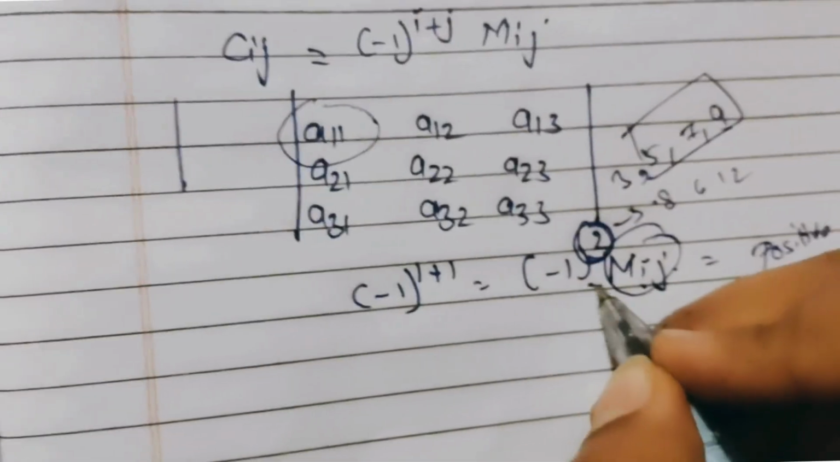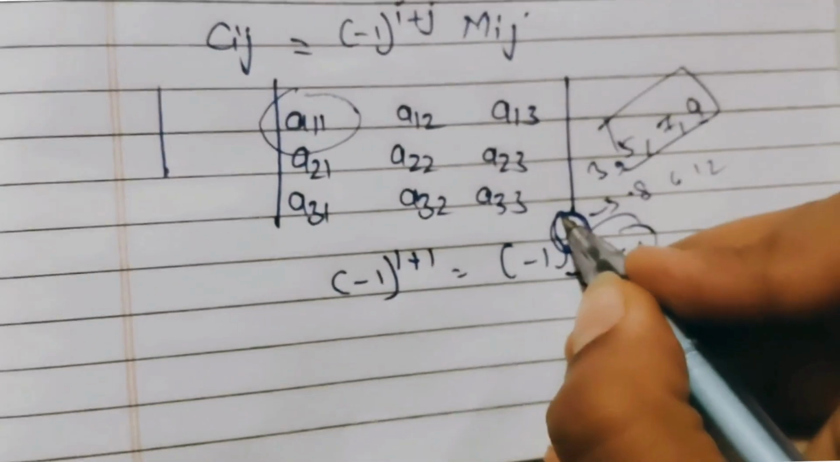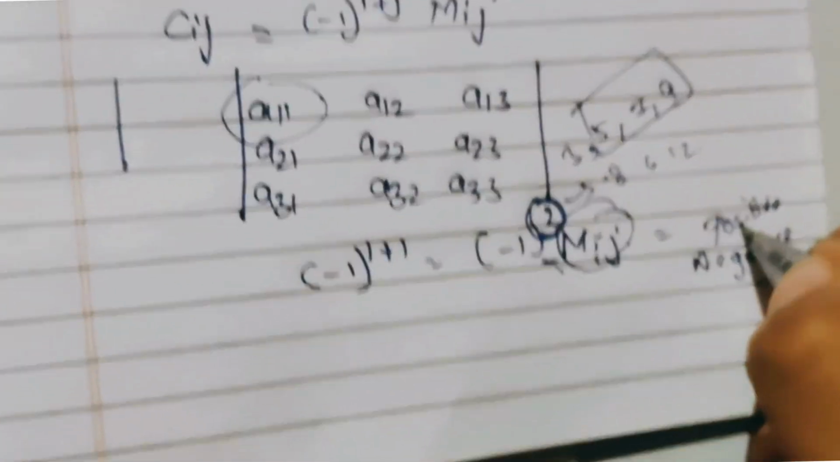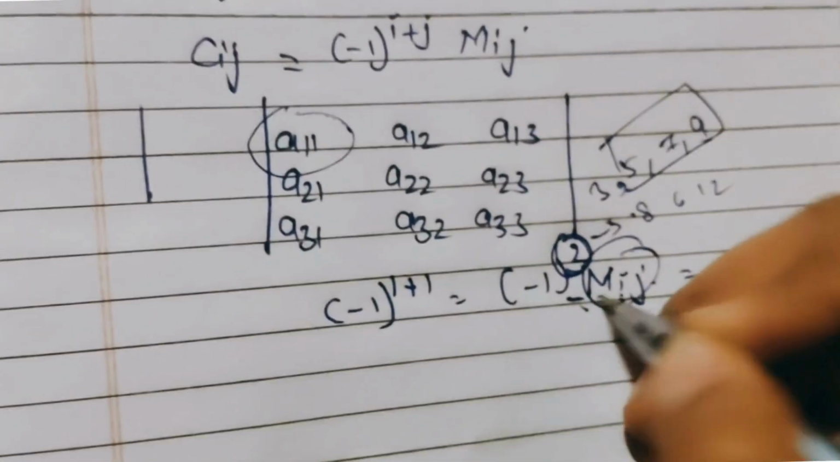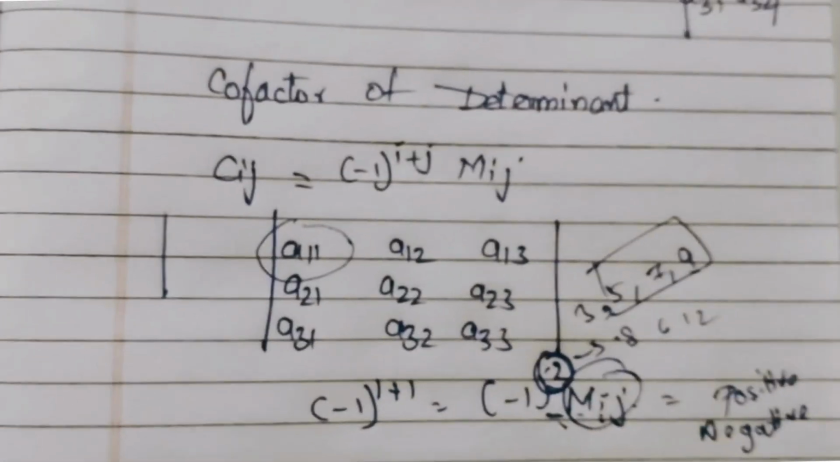Now the twist is, here this is Mij. If this is minus, that is, the answer is a minus value, and here it is minus, we'll get the answer positive. If here it is plus and here it is minus, then we'll get the answer minus. Now let's see with one example how we can solve this question.